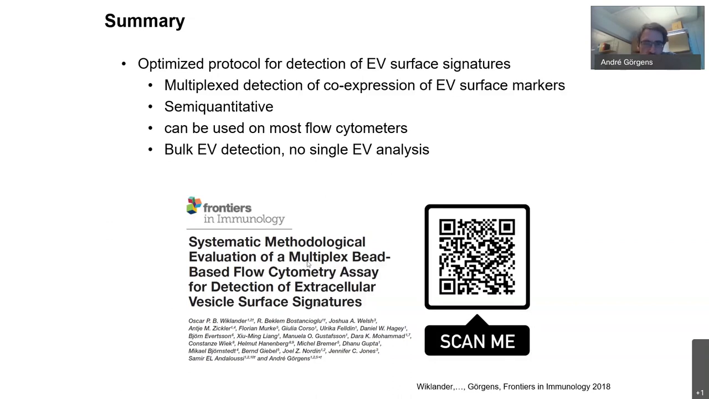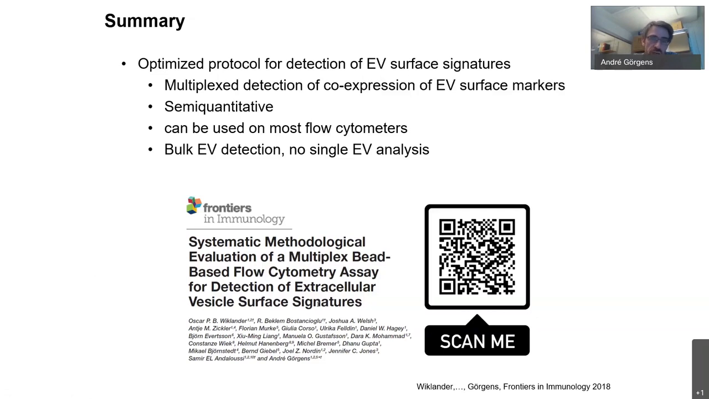So to summarize quickly, we have optimized the protocol of this assay a bit. It's a multiplex detection, and that gives you information about co-expression of surface markers. It is semi-quantitative, but it's still helpful to get some information about heterogeneity as well, or the EV surface signature or identity or quality overall. A big advantage is that it can be used on most flow cytometers.